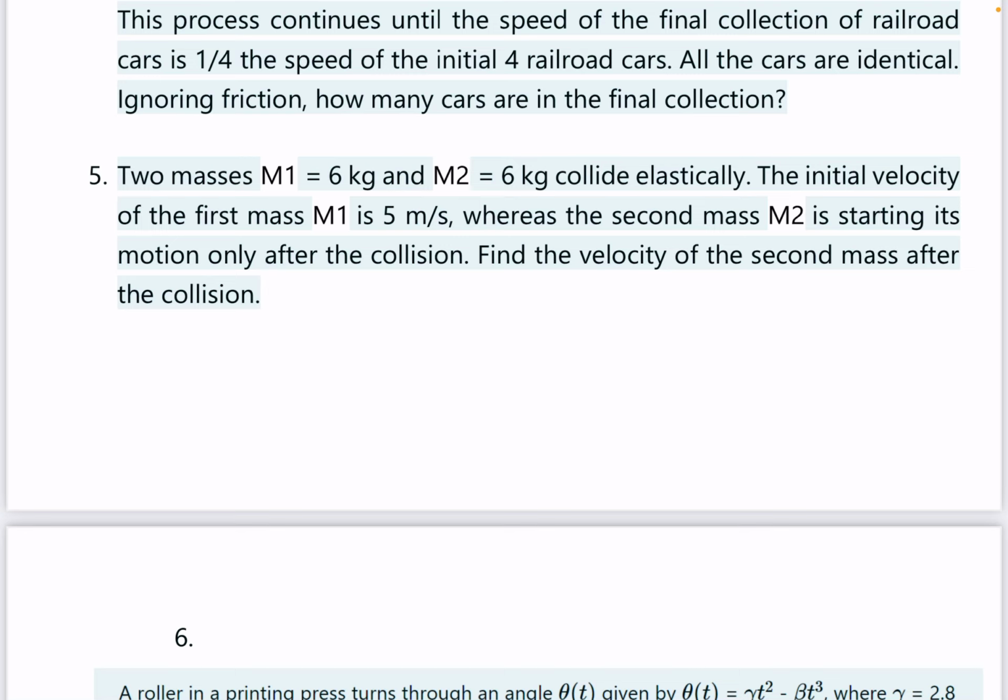So the initial velocity of the first mass is given. The second mass starts its motion only after the collision, which means the initial velocity of the second mass is equal to 0. Find the velocity of the second mass after collision.